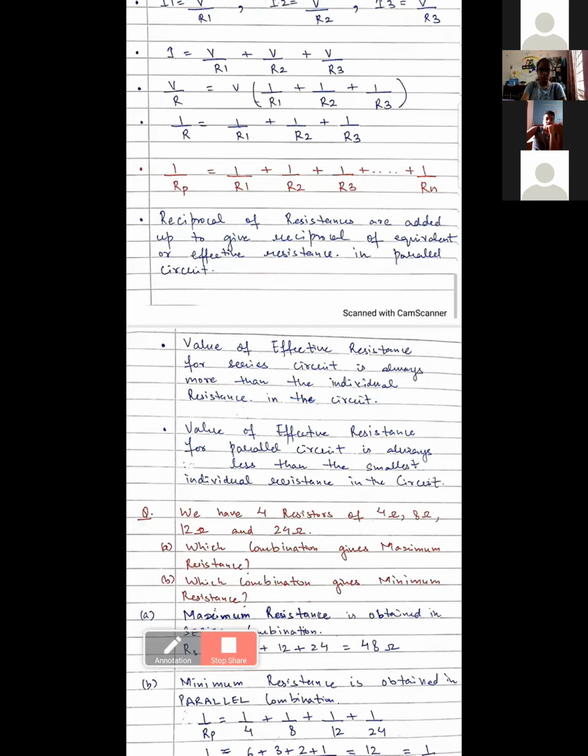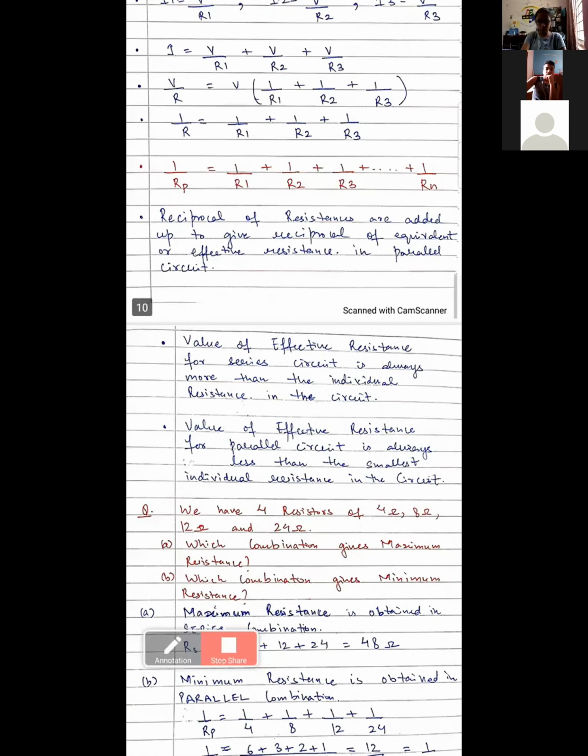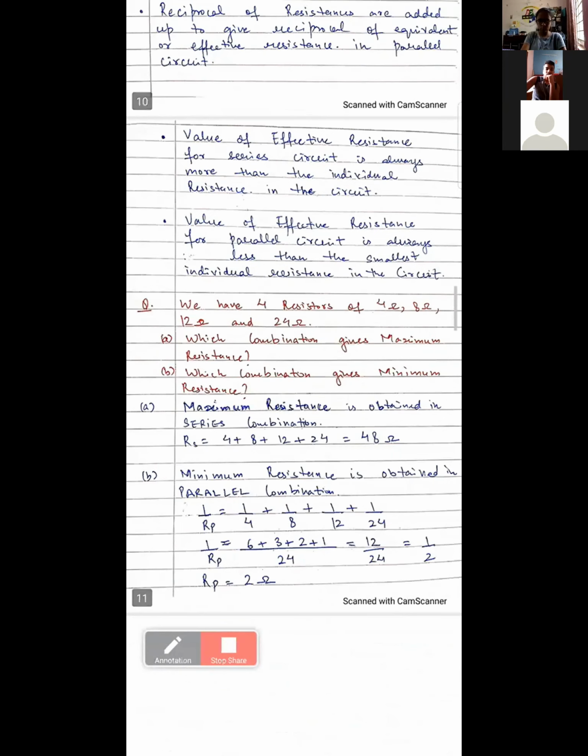So let's do one question based on it. We have 4 resistors: 4 ohm, 8 ohm, 12 ohm and 24 ohms. Which combination gives maximum resistance and which combination gives minimum resistance? Maximum, as I told you, we will get with the series combination. In series, I add up the resistances. I'm getting 48 ohms.